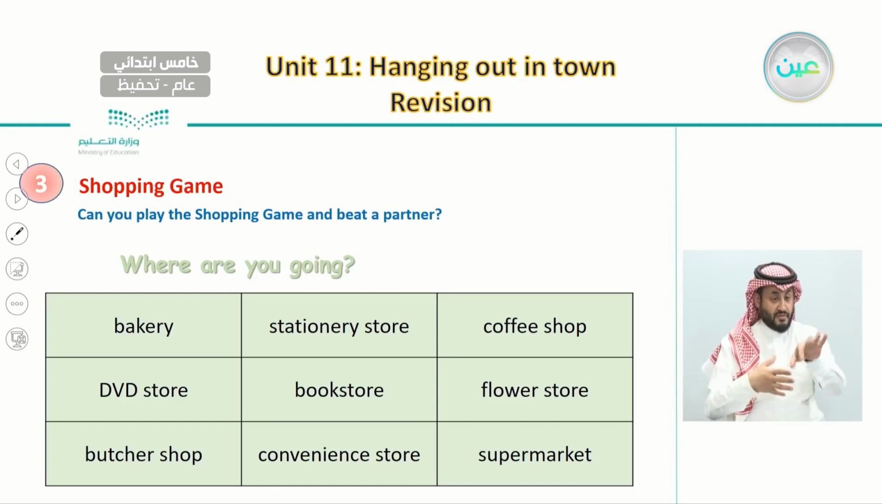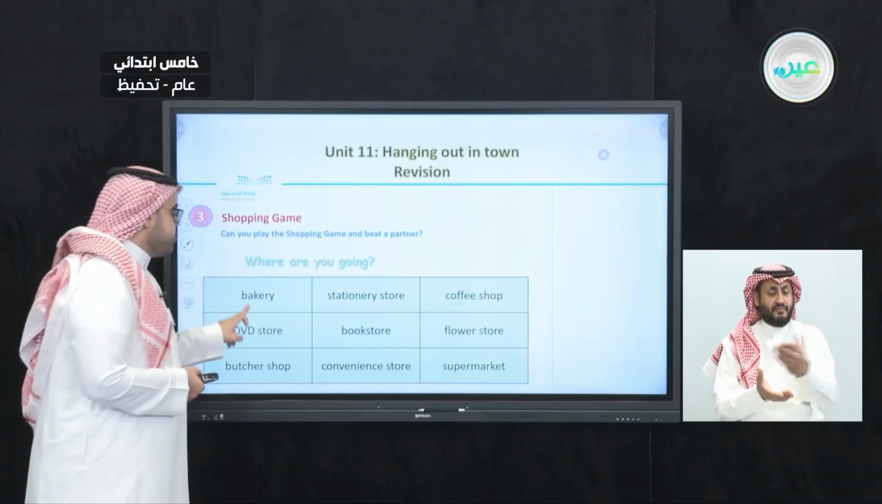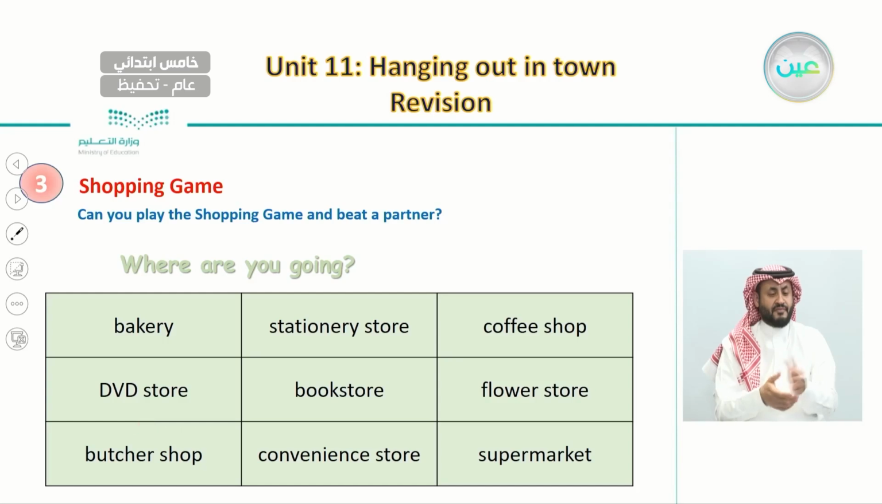Here we have 9 different places. These places are bakery, DVD store, butcher shop, stationery store, bookstore, convenience store, coffee shop, flower store, and supermarket. So you can ask your partner to name a place out of these places by asking, where are you going?